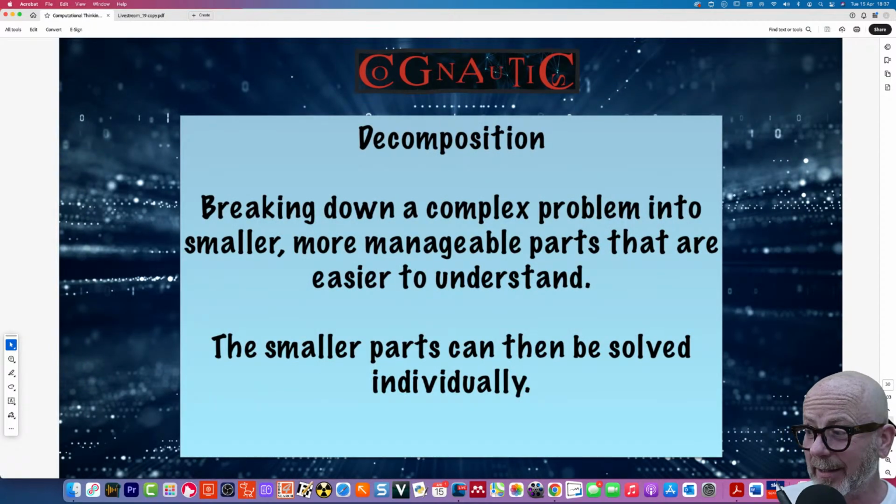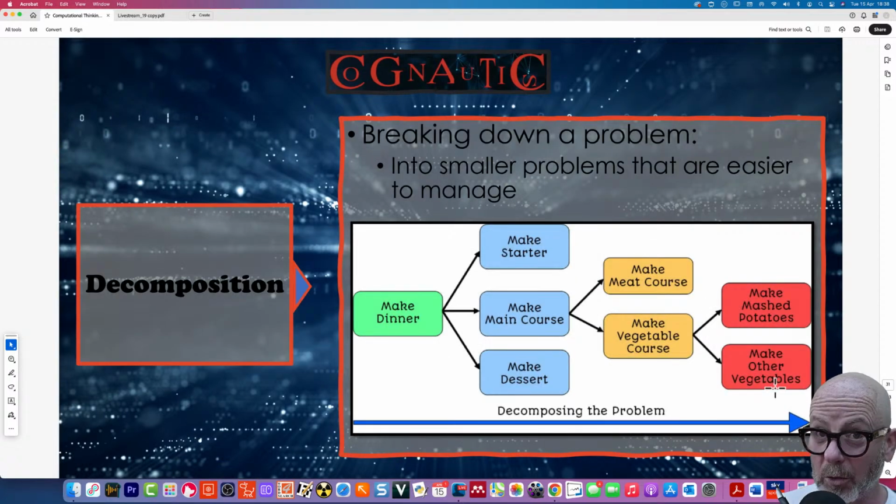Now, secondly, we move on to decomposition. Decomposition is a question of breaking down a complex problem into smaller parts, and these smaller parts are more simple to solve than the whole thing put together, because you've broken it down until you've got one problem that you need to solve. And if you can do that for all of your issues, then that makes the problem easier to solve. So the smaller problems can be solved individually and can be solved in a simpler way.